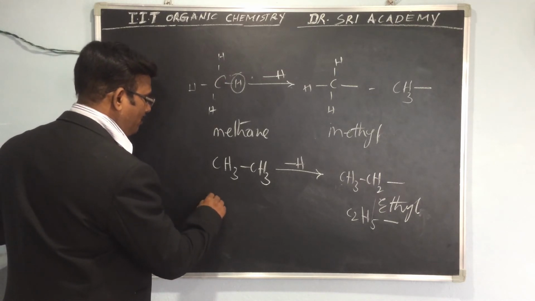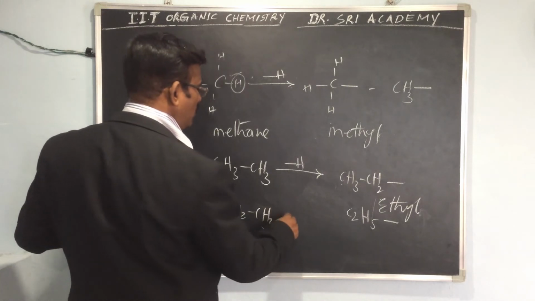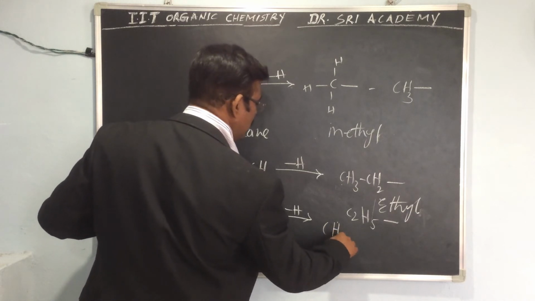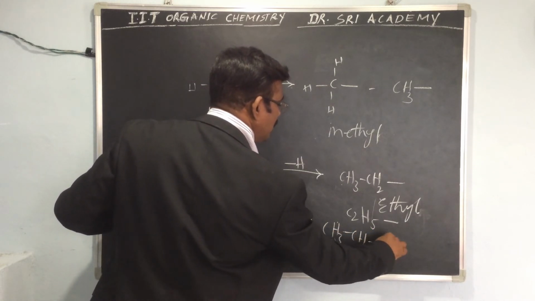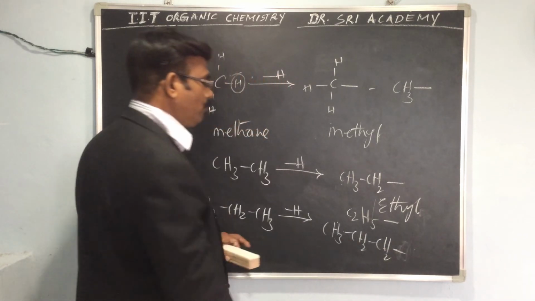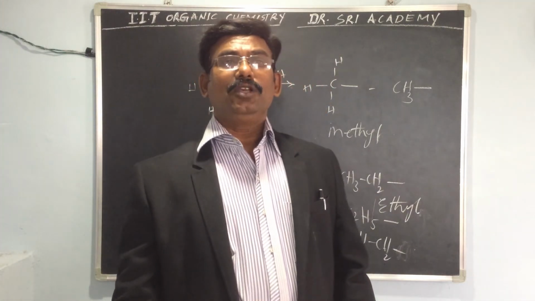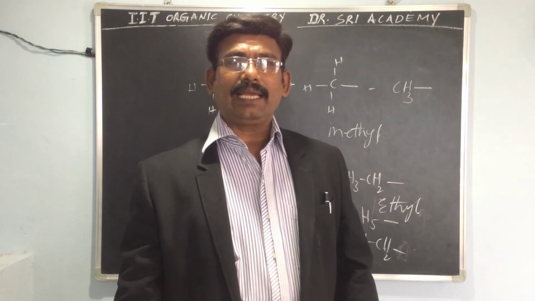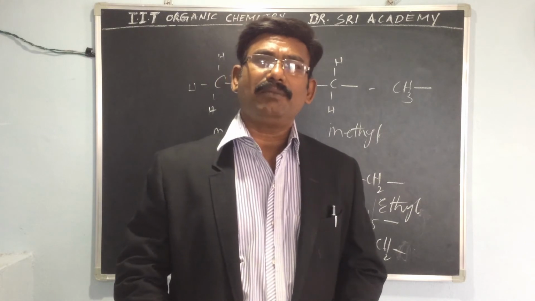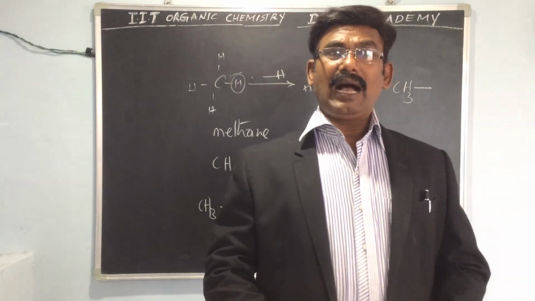Like that, propyl: CH3CH2CH3 is propane, so remove one hydrogen from this, CH3CH2CH2 dash, this is propyl, then butyl, pentyl, hexyl, heptyl. So this is for alkanes. What about alkenes? Same thing, we can remove one hydrogen from alkenes, we can say alkenyl.